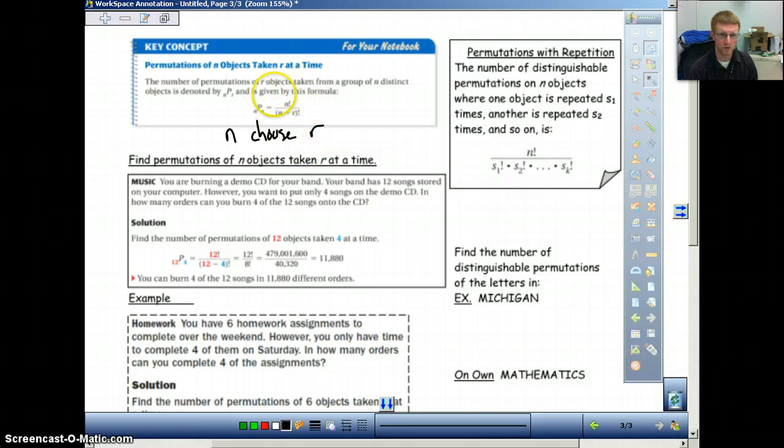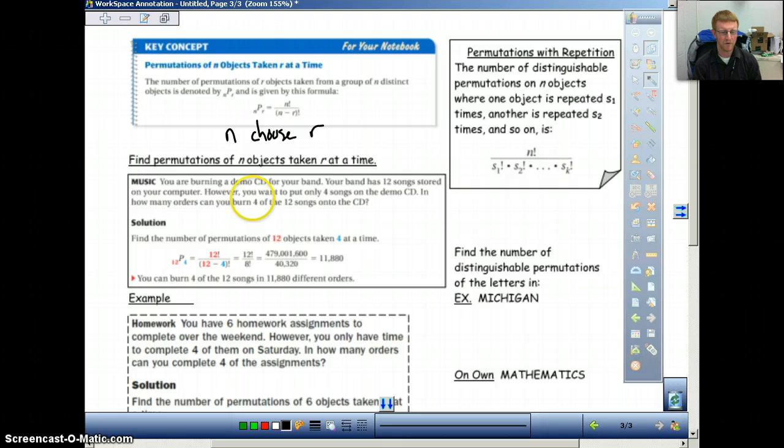And then this is the formula that we're going to use. In other words, n factorial will be on top, and then we'll do n minus r on the bottom, and whatever the difference is, we'll do the factorial on the bottom. So let's get right into this example right here. So we're burning a CD, we have 12 songs, and we want only 4 of them.